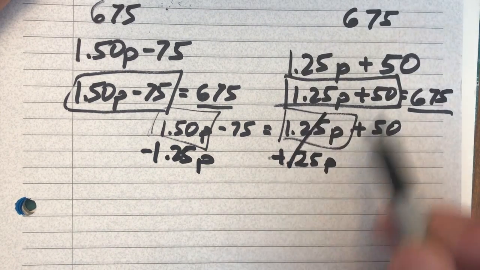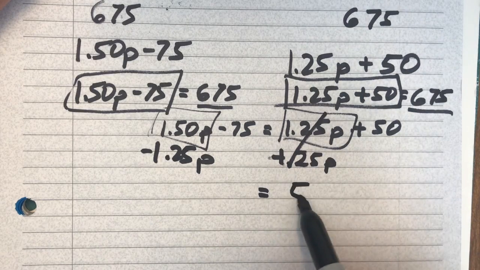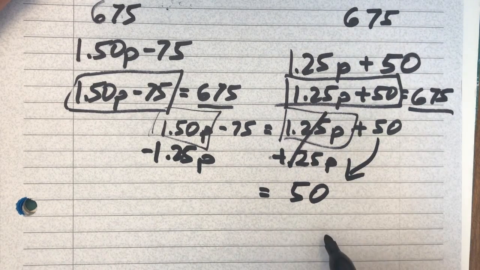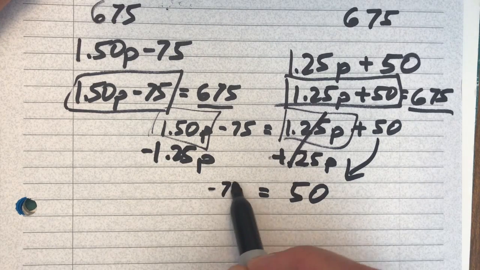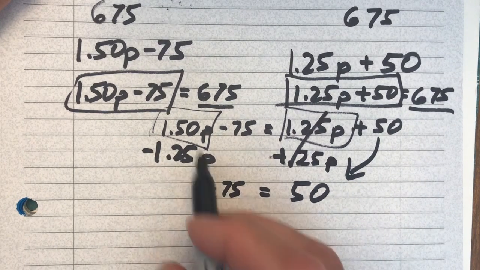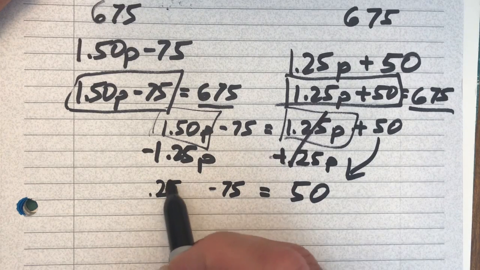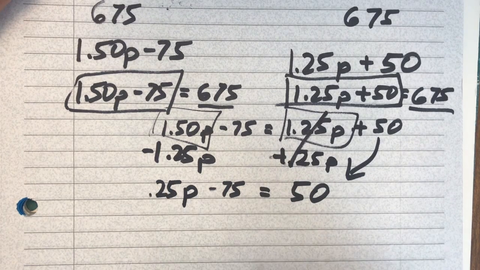Okay, so that's going to cancel all of that out, and we're going to be left with 50, because this has to come down here. And over here, we're going to be left with the minus 75, but we're also going to be left with a little bit of the p, so a 0.25p. Now this looks like a more familiar two-step equation.